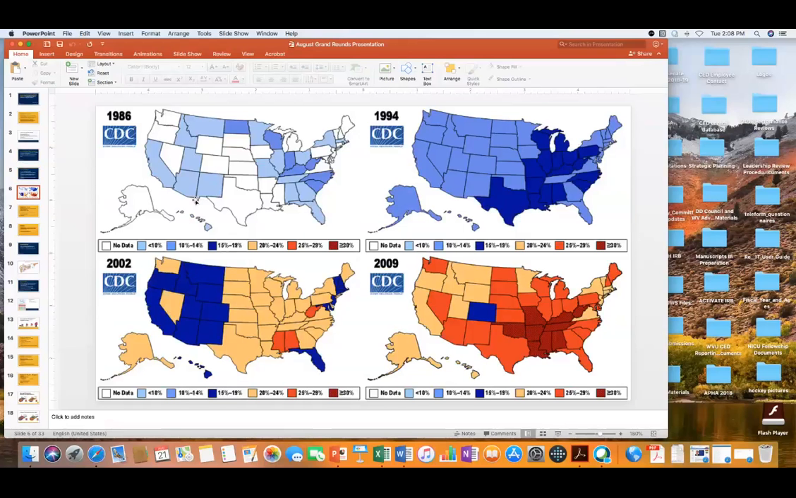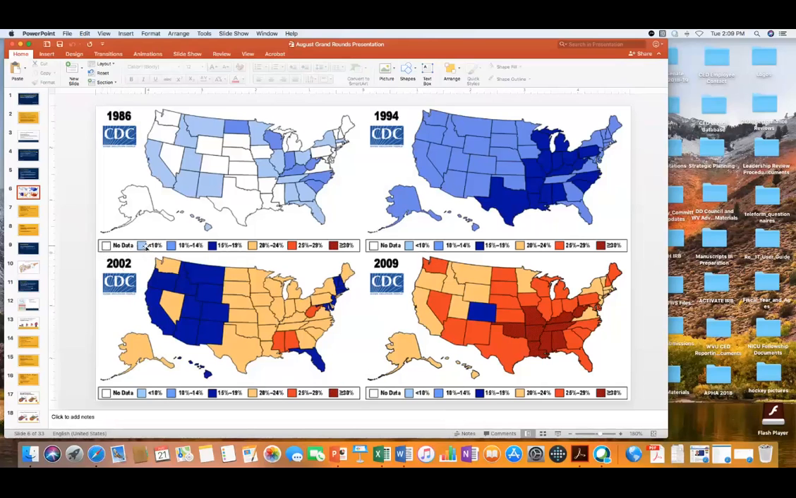I'm sure many of you have seen this, so this is how we've progressed since those 80s, and you can see it's a busy slide, but the white didn't have data. We weren't even assessing that statewide.